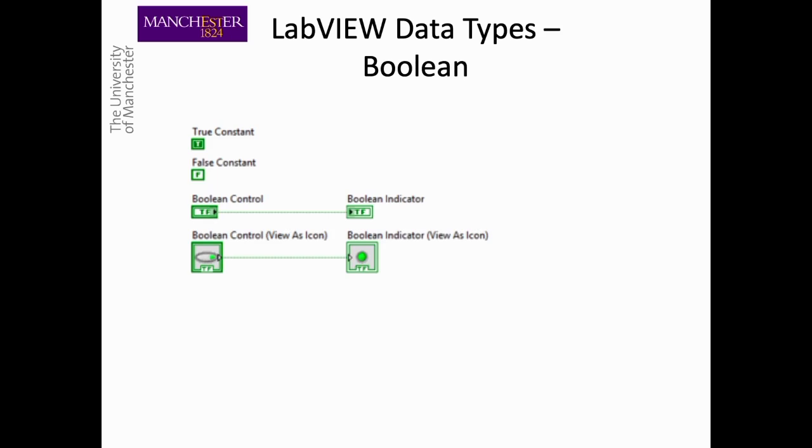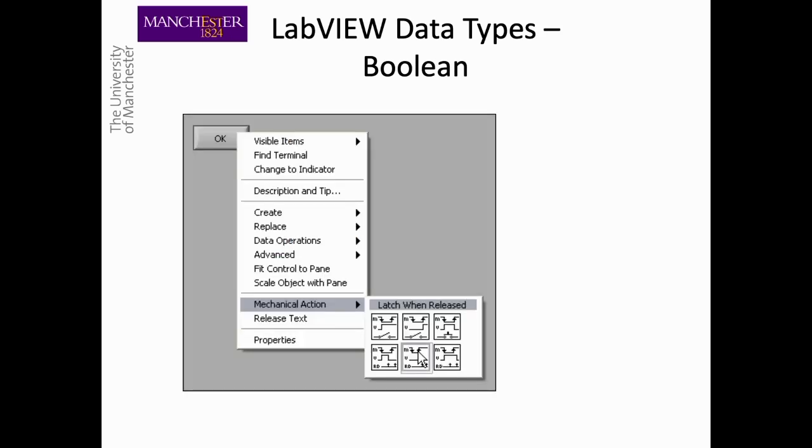Green colours represent Booleans. Booleans we can think of as true or false or 0 or 1. The behaviour of Boolean controls is specified by the mechanical action. So you can think of these Booleans a little bit like a mechanical switch. If you right-click on a switch on the front panel and you go to mechanical action, you can set the type of switch that you want. So you could set it to be action when pressed, action when released, latch action. It depends on your applications what you want to do. So you can set that should you want to. We won't do too much on that in this course, but you may want to know that for the future.